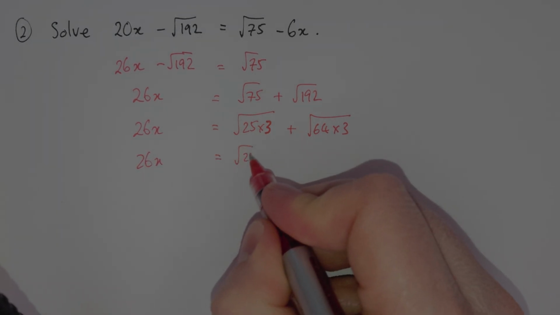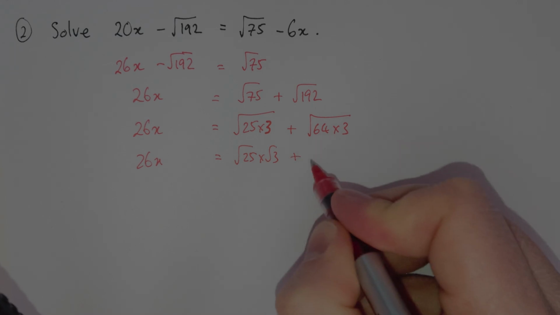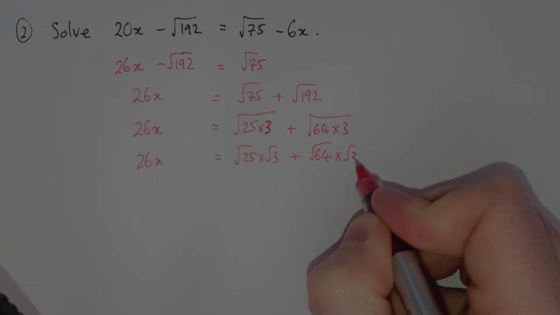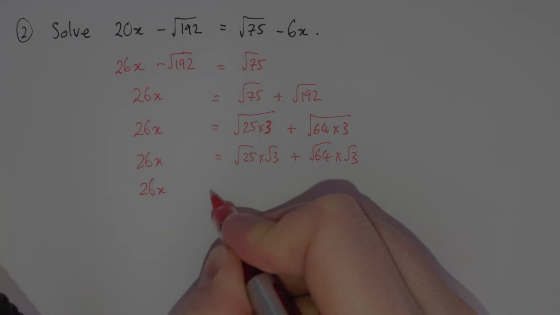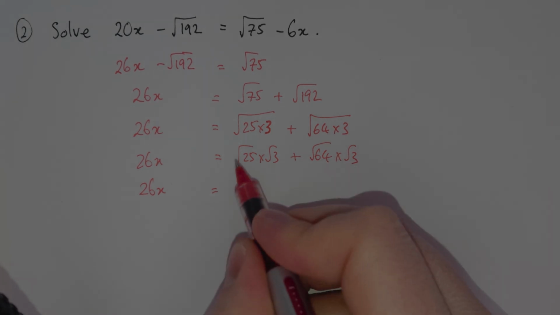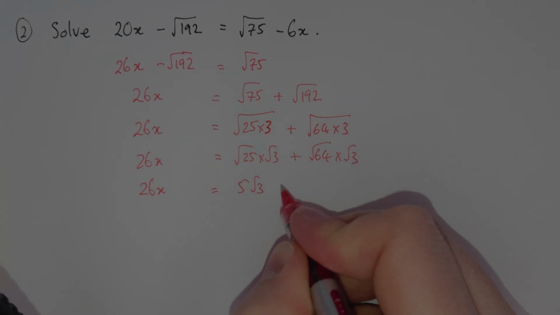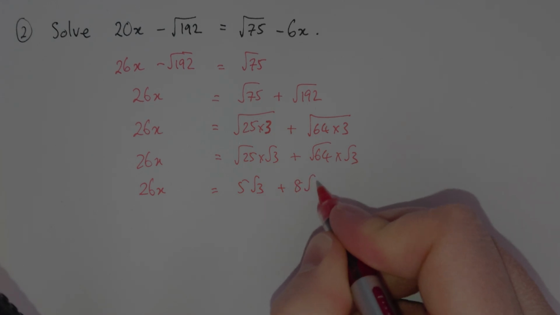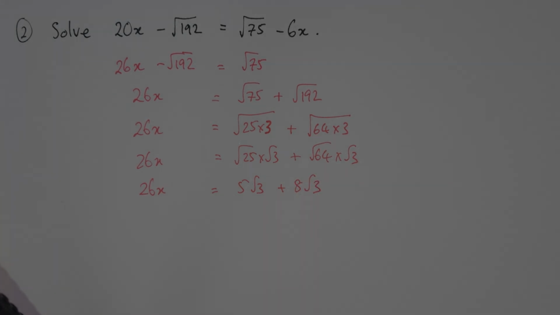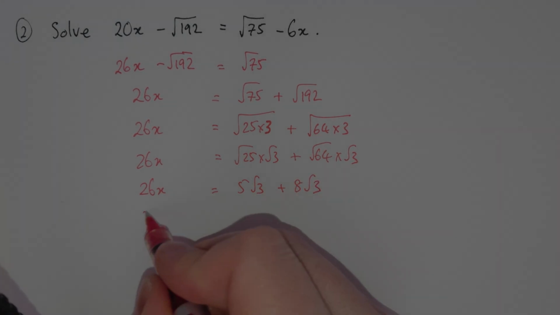So that's root 25 times by root 3. If they move into separate houses, root 64 times by root 3. Root 25 is 5, isn't it? This is 5 root 3. That's 8. 5 root 3s add 8 root 3s, I make 13 root 3s.